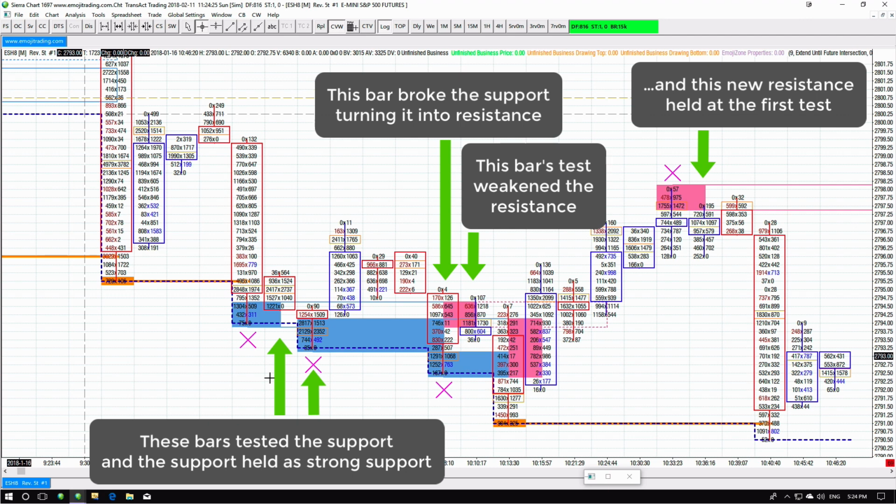Now I've talked this through using support. All of these states apply, of course, if it's a new resistance zone. At first this might sound a little complex, but think back to this like a game of Russian roulette and it becomes easy to understand.